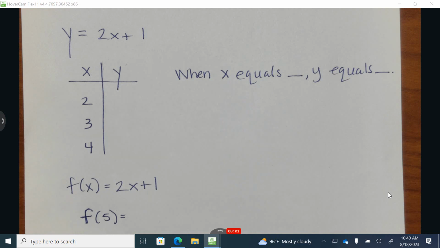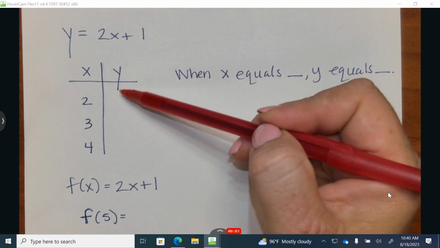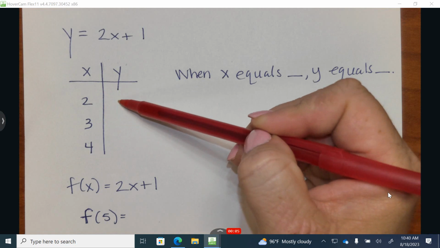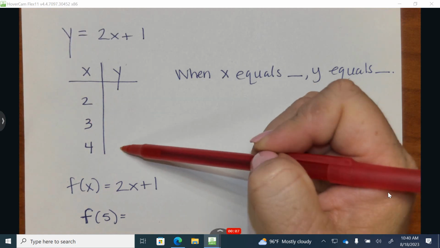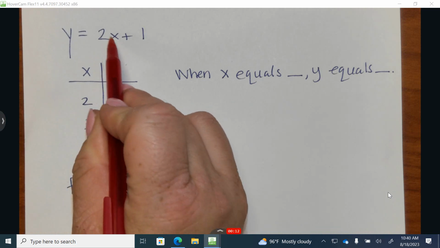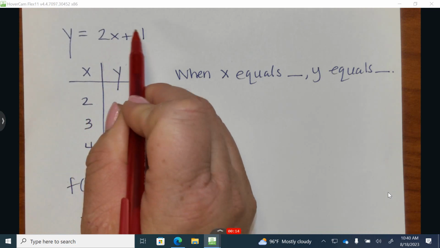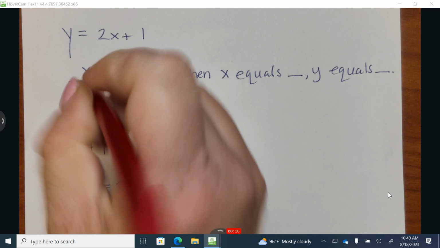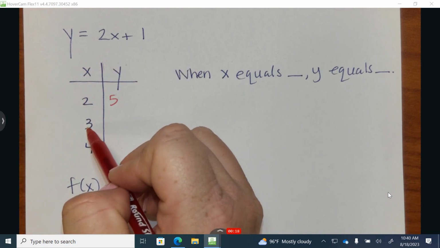While I do this, I would like you to come up with the values that correspond to every input value. So in your mind, you're going to plug in 2. 2 times 2 is 4. 4 plus 1 is 5.